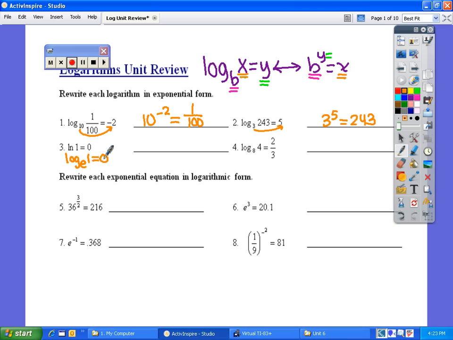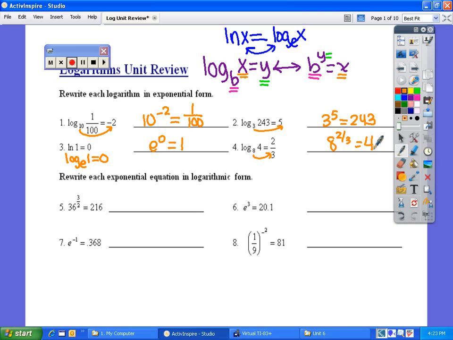of 1 equals 0, because ln, and you should remember this, ln is the same thing as log base e. They're the same thing. And they can interchange back and forth to each other. Meaning that the answer to this one will be e to the 0 equals 1. And the last one will be 8 to the 2/3 equals 4. So that's that section.